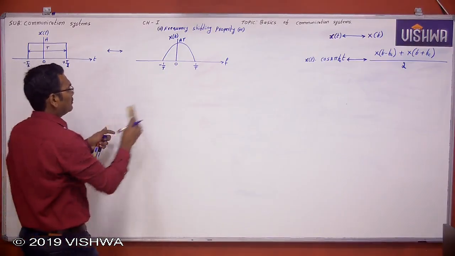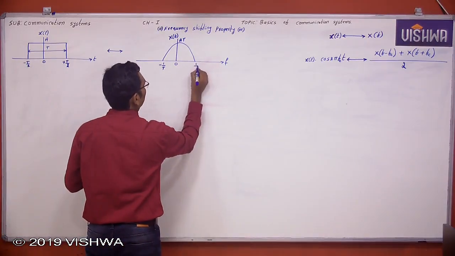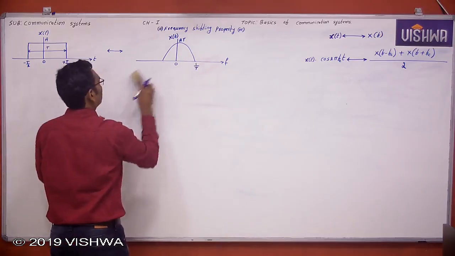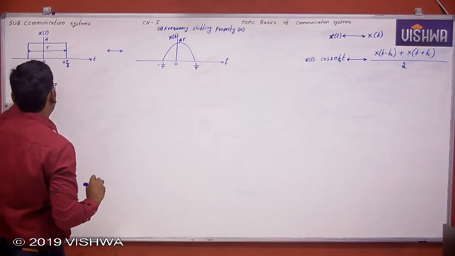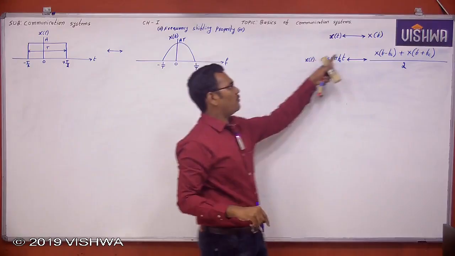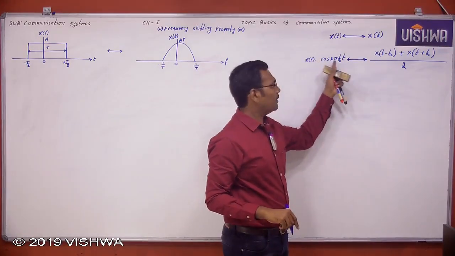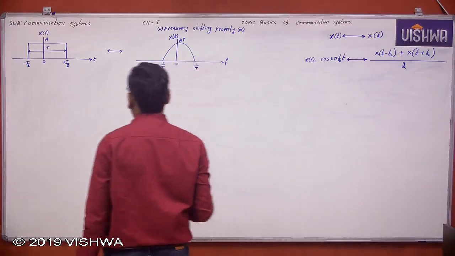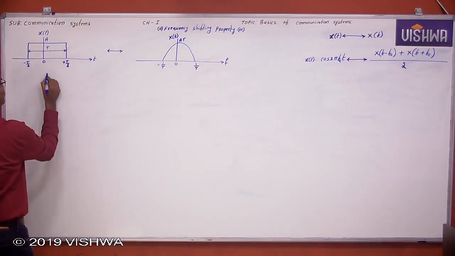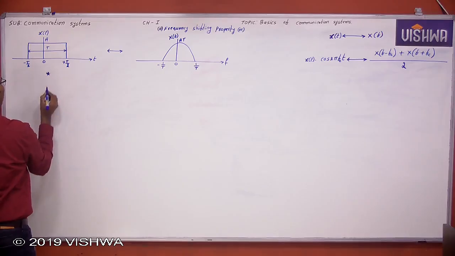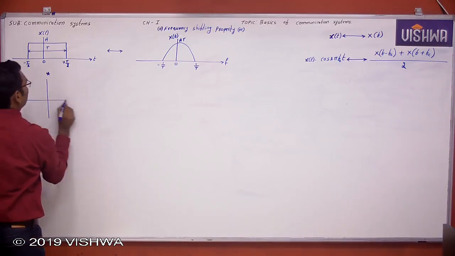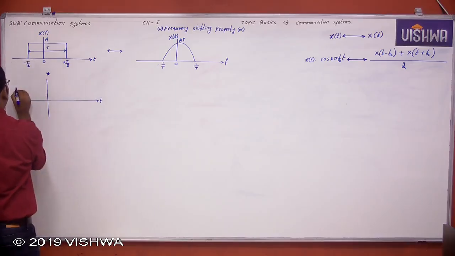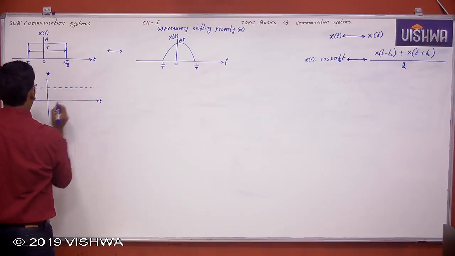Now see here, this is x of t, whose Fourier transform is X of f. Now this x of t signal is multiplied with a cos 2 pi fct carrier signal. What is a carrier signal? The carrier signal has peak amplitude 1, because it is 1 into cos 2 pi fct.